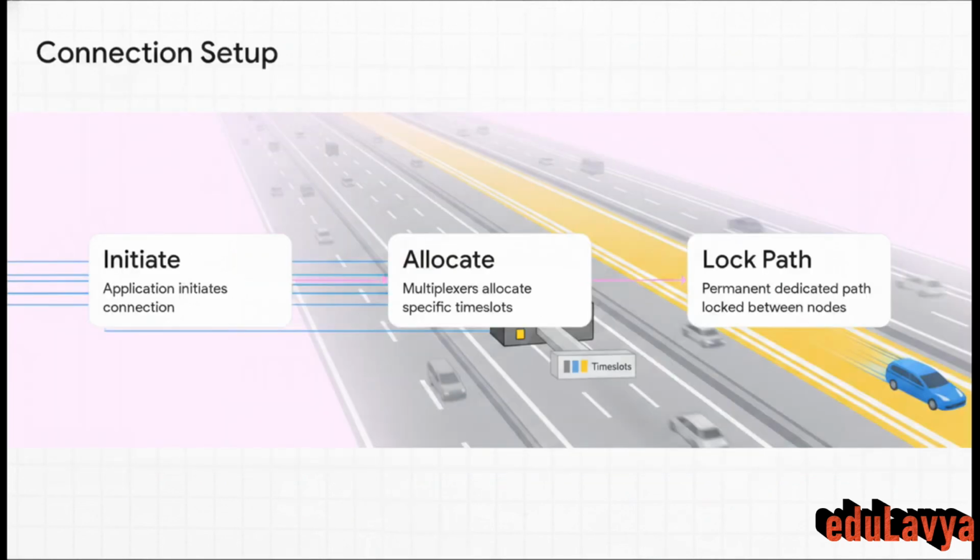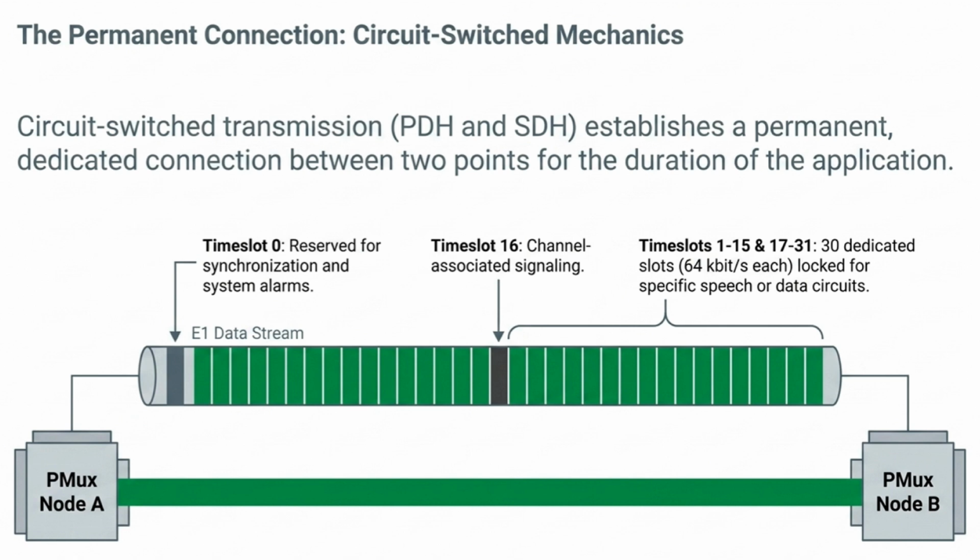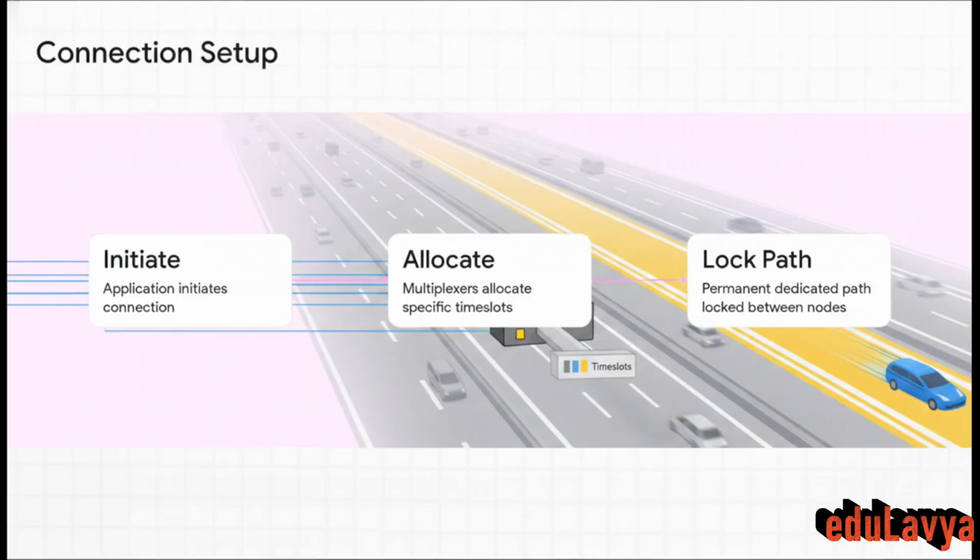Think of this process like creating a dedicated VIP lane on a really busy highway. Step 1, the application initiates the connection. Step 2, hardware devices called multiplexers literally carve out and allocate specific time slots for this data. So for example, in an E1 data stream, there are 32 distinct time slots, and specific slots are dedicated purely to one conversation. And then step 3, that permanent, dedicated path is locked between the nodes.